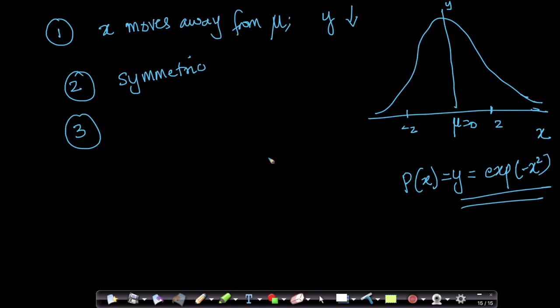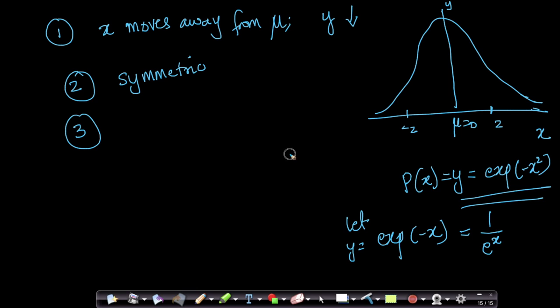Let's assume y was exp of minus x. What does it mean? It means that it's going to reduce exponentially. Right? What is exp of minus x? It's nothing but 1 by e power x. Which means as x increases, your y is going to reduce exponentially. But what we have here is exp of minus x square.